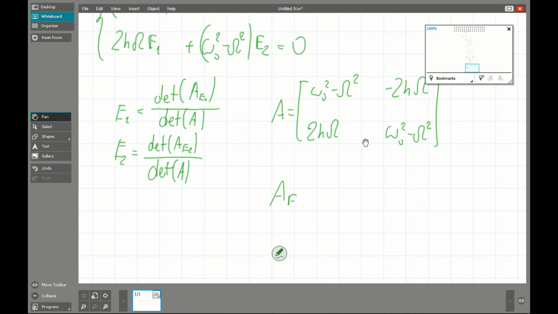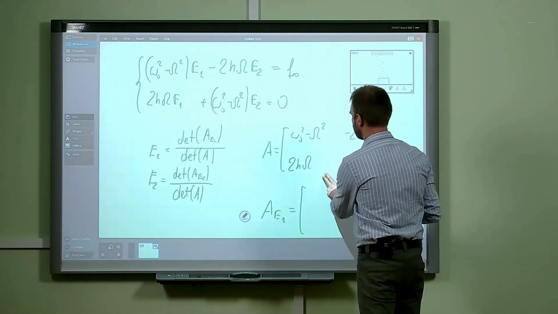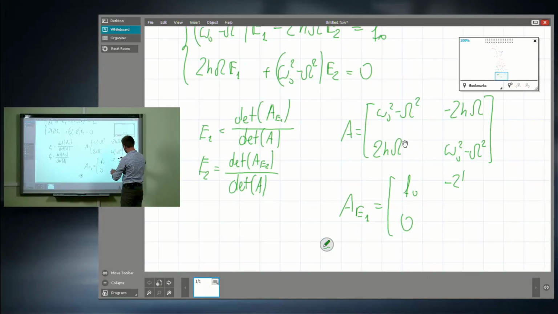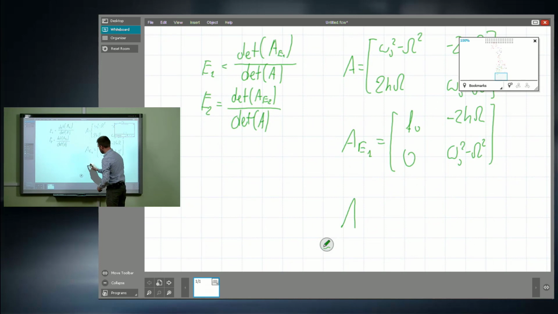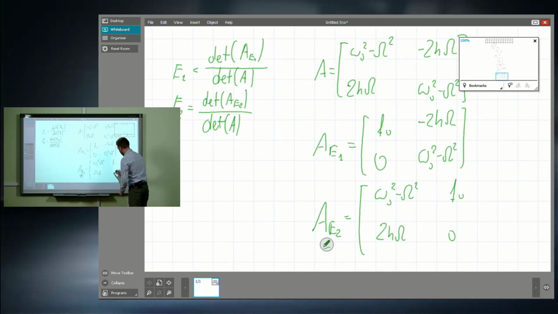The next part will be for E1, and how to do that? We have to remove the first column and put the vector of the free terms. I mean, it will be F0, 0, minus, and that part will be exactly the same as in the case of the main matrix. And if you are talking about the matrix for E2, we have to rewrite the first column, I mean 2h omega, and then F0 and 0.